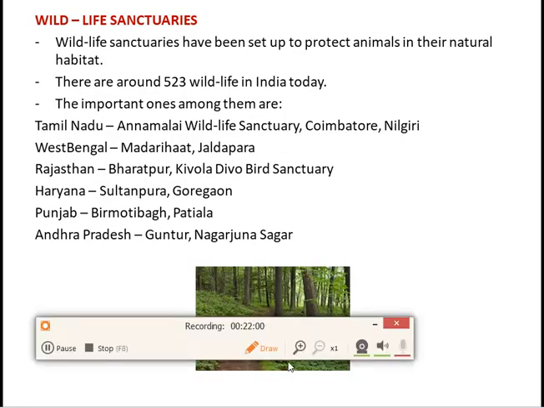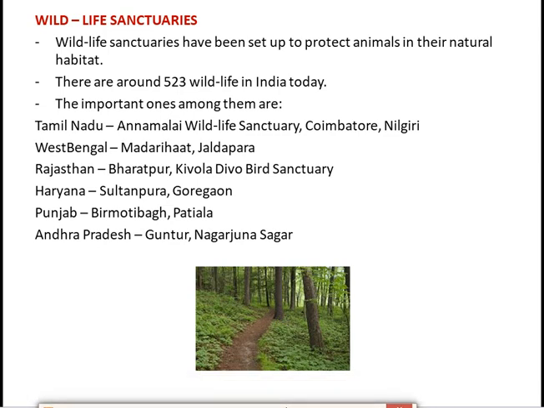Next is our wildlife sanctuaries. So what is a wildlife sanctuary? Wildlife sanctuaries are set up by the government to protect the animals and their natural habitat. Why are wildlife sanctuaries made? They are made to protect the animals in their natural habitat. The animals will get a natural environment over there, so that they can feel like they are in some forest or in their natural place where they have grown up. So the wildlife sanctuary provides a natural habitat, a natural place to the animals, and also protects the animals.